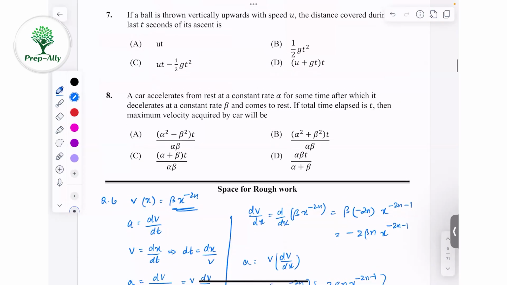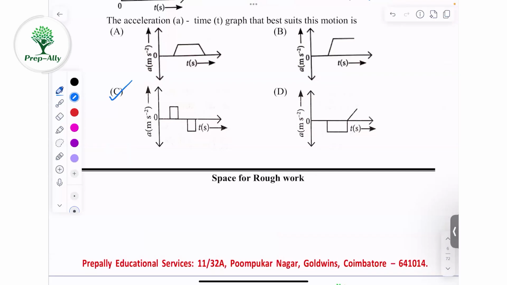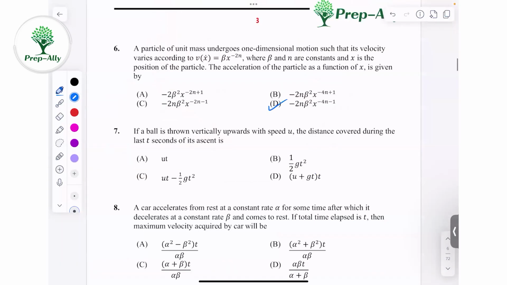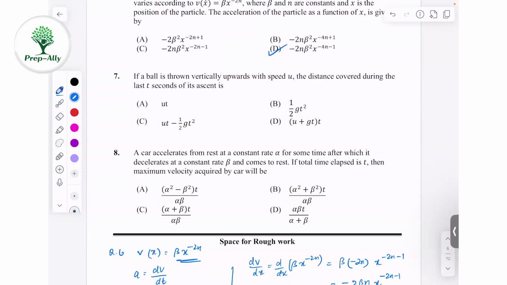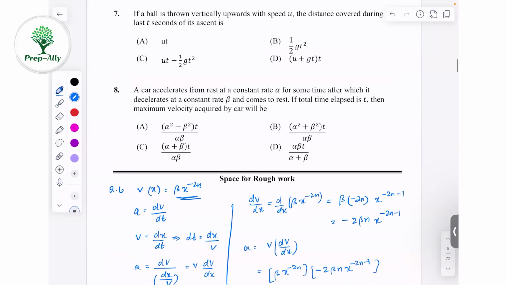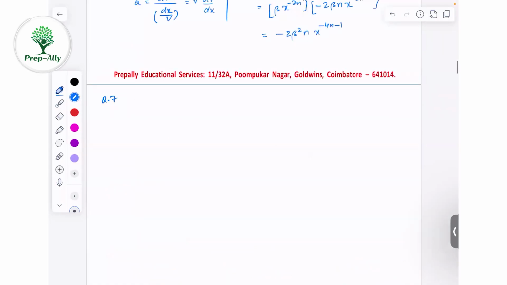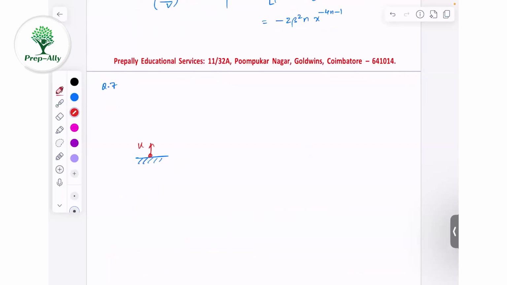Question number 7. If a ball is thrown vertically upwards with a speed u, the distance covered during the last t seconds of its ascent is. Last t seconds of its upward motion. The value of u is the only thing we know. Let us say the ground is somewhere here. The body is given an upward velocity of u like this. The body goes all the way up and comes to rest here. So this is the maximum height.